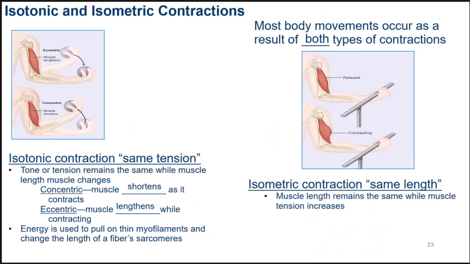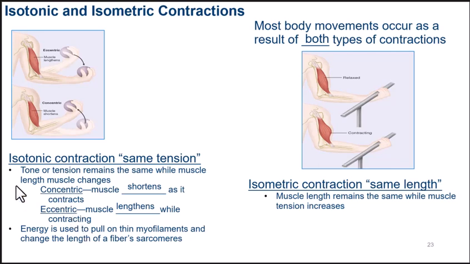We're going to look now at the difference between an isotonic and an isometric contraction. An isotonic contraction, iso meaning the same and tonic referring to tone or tension, is a contraction in which the tone or tension within the muscle remains the same, as I've just stated, while the length of the muscle changes.